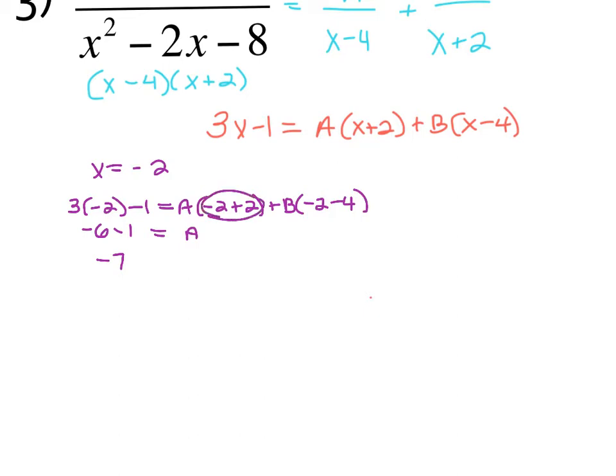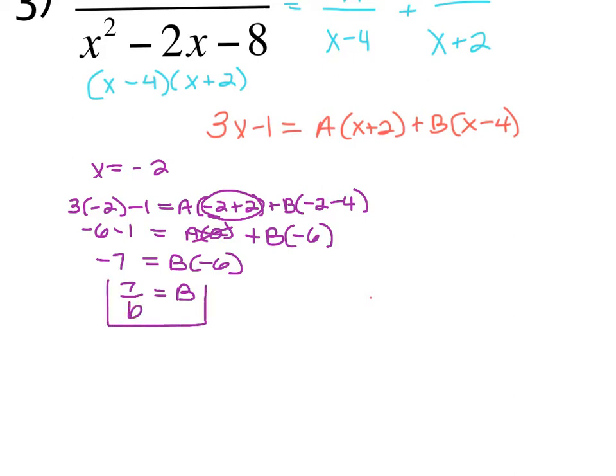If I've done this correctly, this will be 0, which cancels out my A, plus B times negative 6. And then divide both sides by negative 6, and I get 7/6. There's my B. With me so far? Yeah?